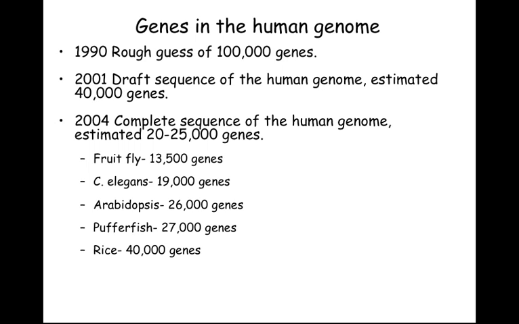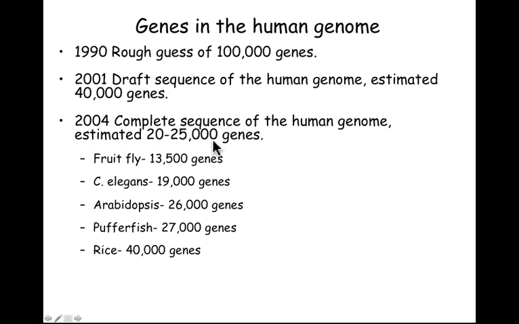Okay, so what is in your genome in terms of genes? I've mentioned this before in class: somewhere around 1990, people were guessing that there might be 100,000 genes. In 2001, by the time we came out with a draft sequence of the human genome, it was estimated there were probably about 40,000 genes. And this number has come down even further. By 2004, the complete sequence of the human genome was out, and it looks like maybe 20 to 25,000 genes.